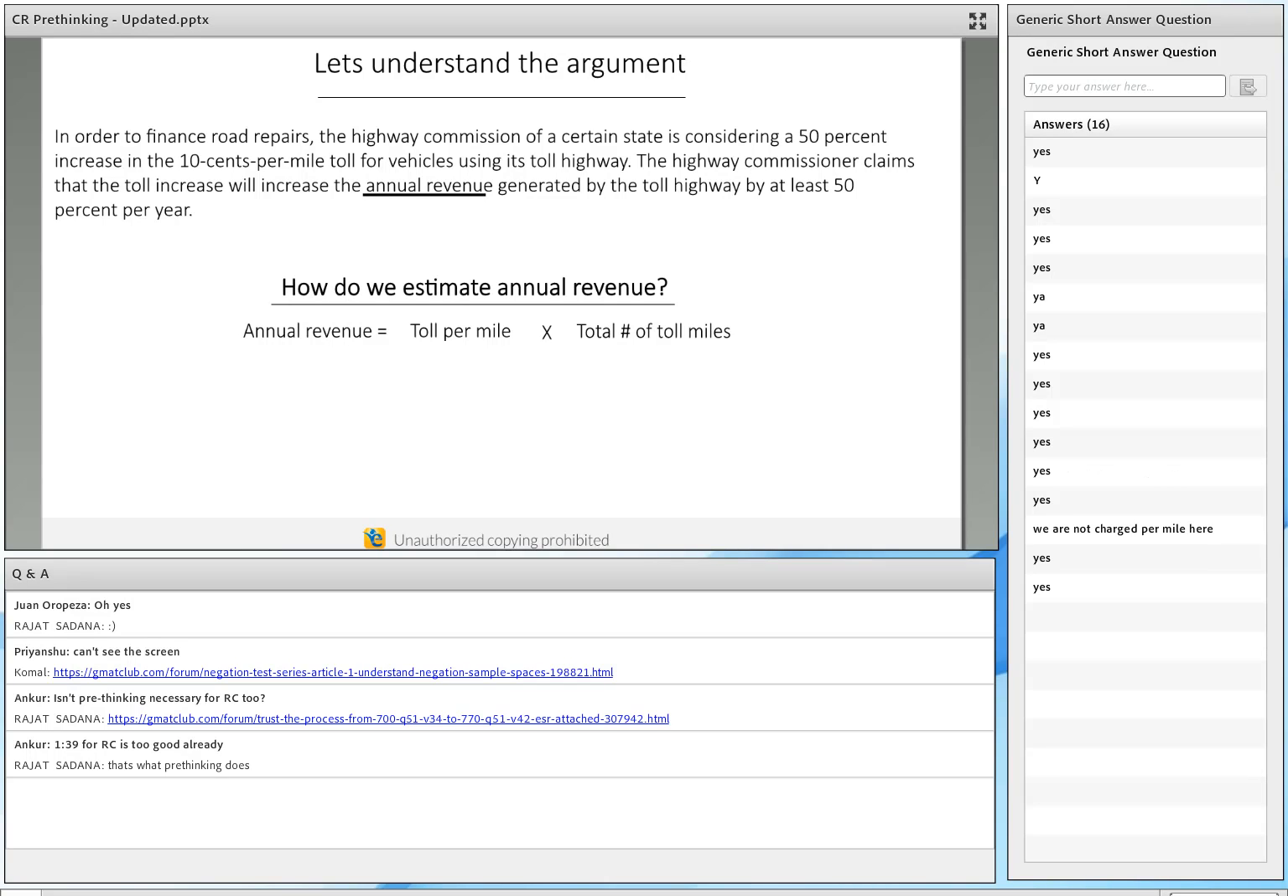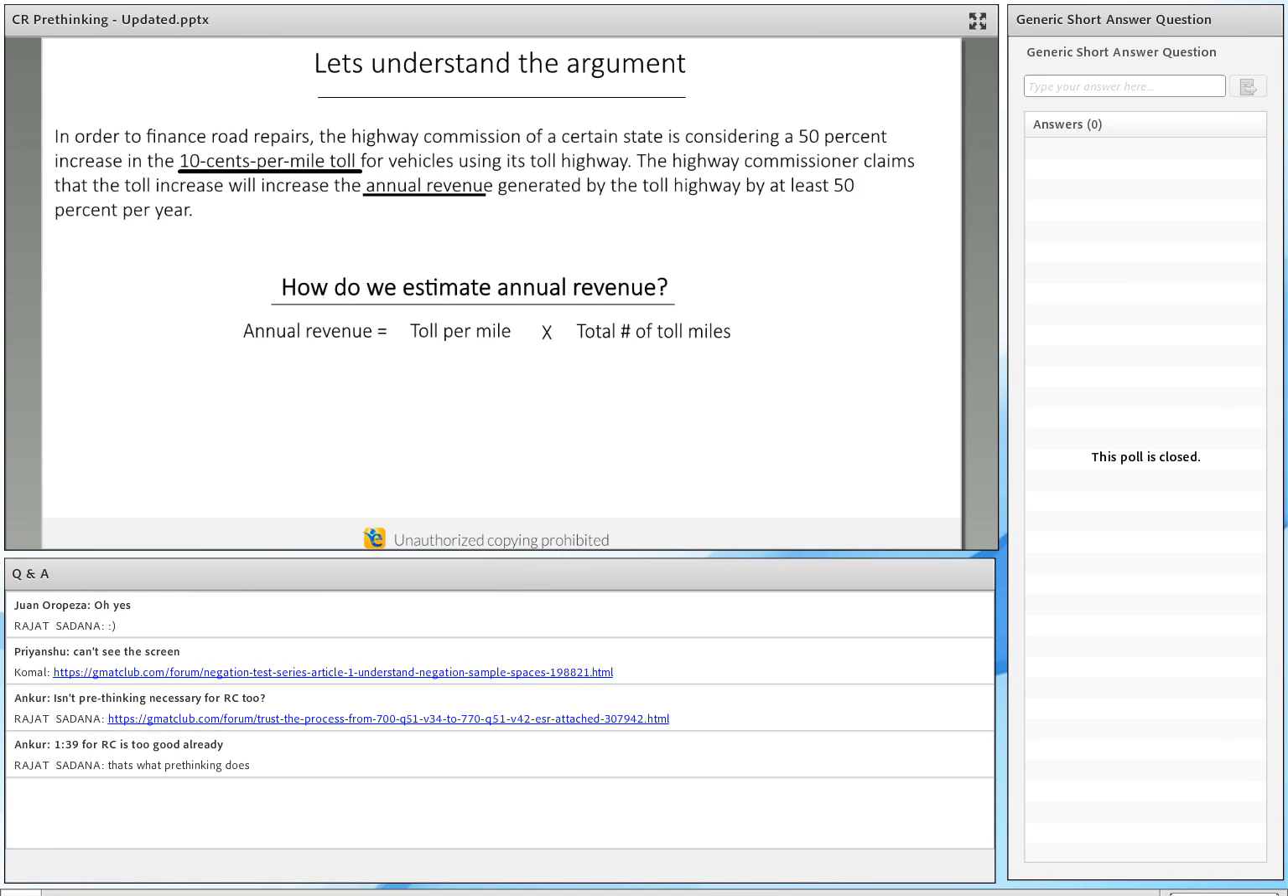Okay. We are not charged per mile here. Okay. 10 cents per mile toll. Ankit, can you see that? You are charged per mile here. Okay. So the annual revenue is toll per mile multiplied by total number of miles.